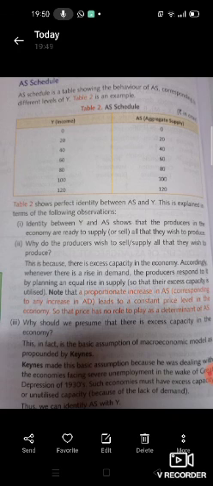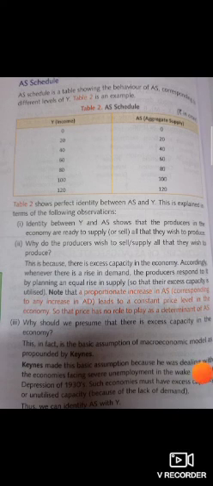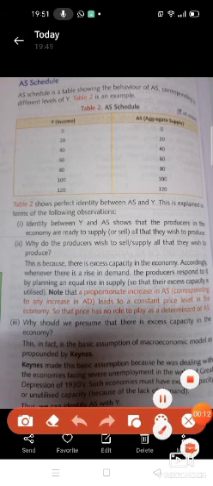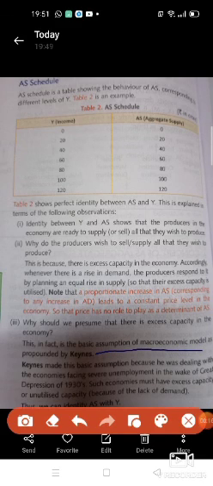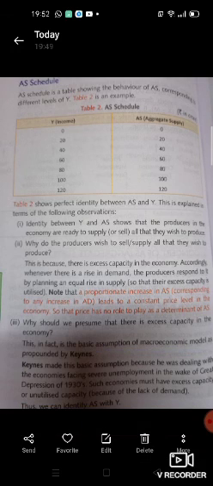Now why should we presume that there is excess capacity in the economy? This is in fact the basic assumption of the macroeconomic model as pronounced by Keynes.